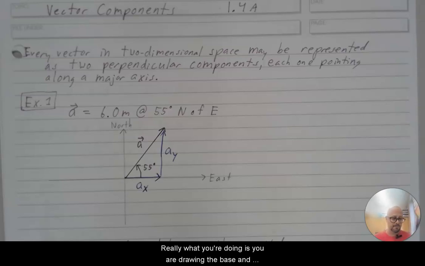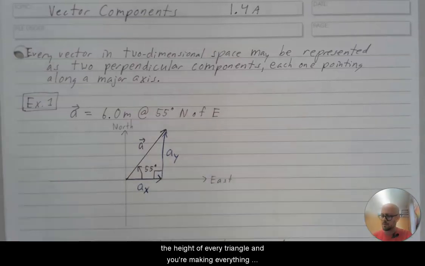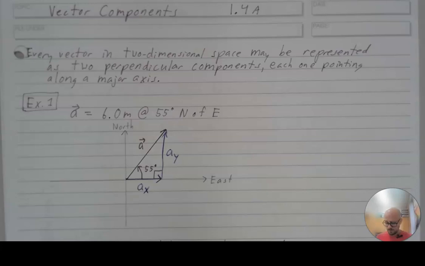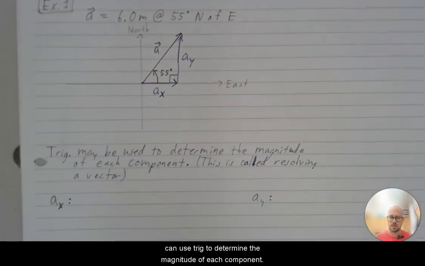Really what you're doing is drawing the base and the height of every triangle, and you're making everything a right angle triangle. We're eventually going to use trig, so that's part of it, but really we're just showing how much to the right or left the vector points and how much up or down the vector points. We're doing that separately. And then the magic of setting up a right triangle is that you can use trig to determine the magnitude of each component.